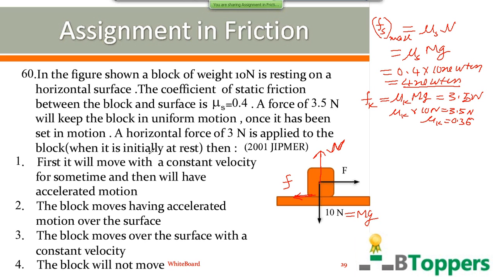You are asked to find the magnitude of frictional force on the block when a horizontal force of 3 newton is applied on the block when it is initially at rest. The block starts moving only when the magnitude of the horizontal force applied on the block exceeds limiting friction. Here the magnitude of limiting friction is 4 newton. That means the block starts moving when the horizontal force applied exceeds 4 newton. So when a horizontal force of 3 newton is applied, the block will be at rest. The block does not move.